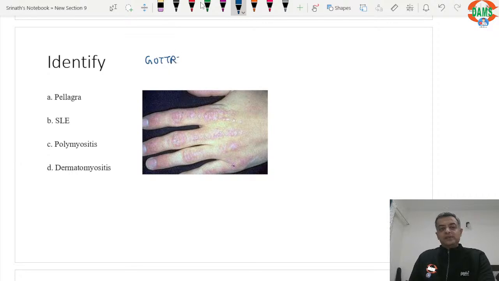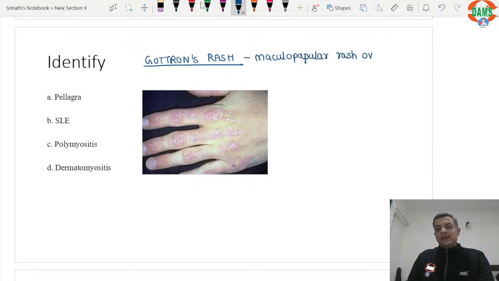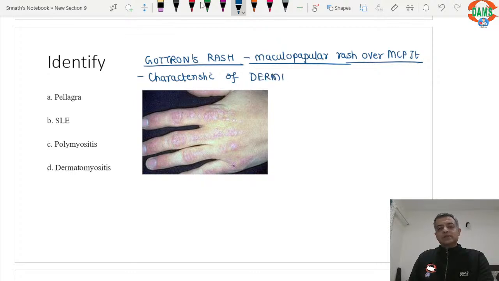Important topics. Gottron's rash. When you get a maculopapular rash over the MCP joint, the metacarpophalangeal joint, the presence of Gottron's rash is characteristic. It is virtually diagnostic. It is characteristic of dermatomyositis. It is going to be dermatomyositis.